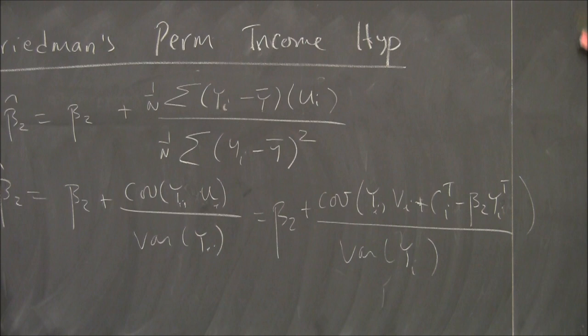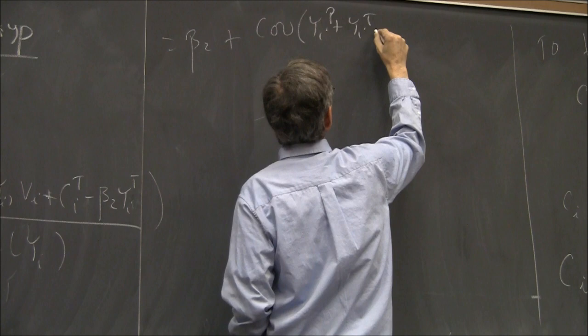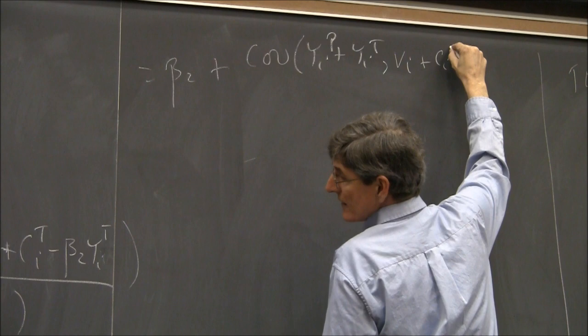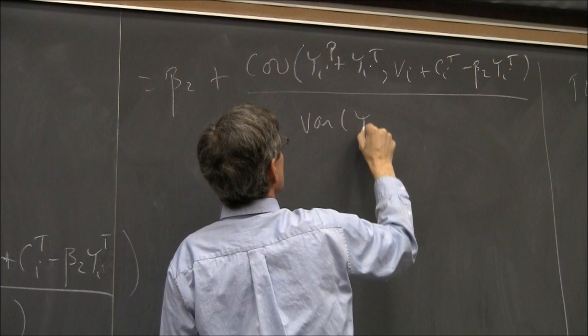Trying to do this in drawn out steps. So this is equal to beta 2 plus the covariance of yip plus yit and vi plus cit minus beta 2 yit over the variance of yip plus yit. I just substituted in for yi.